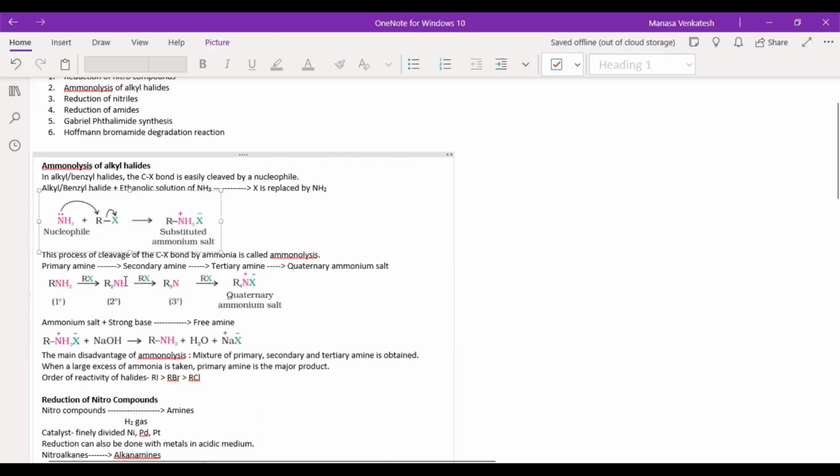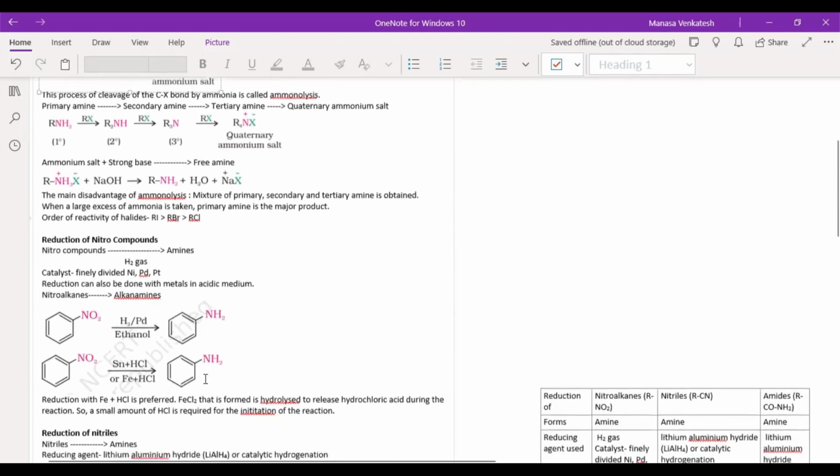But the issue with this particular reaction is that, since it's a continuous formation, there might be a mixture of primary, secondary, and tertiary amines obtained. However, to minimize the formation of the secondary and tertiary products, an excess amount of ammonia is used, and we'll get primary amine as the major product. The order of reactivity of alkyl halides is RI is more reactive than RBr, which is more reactive than RCl. So with that, we're done with the ammonolysis.